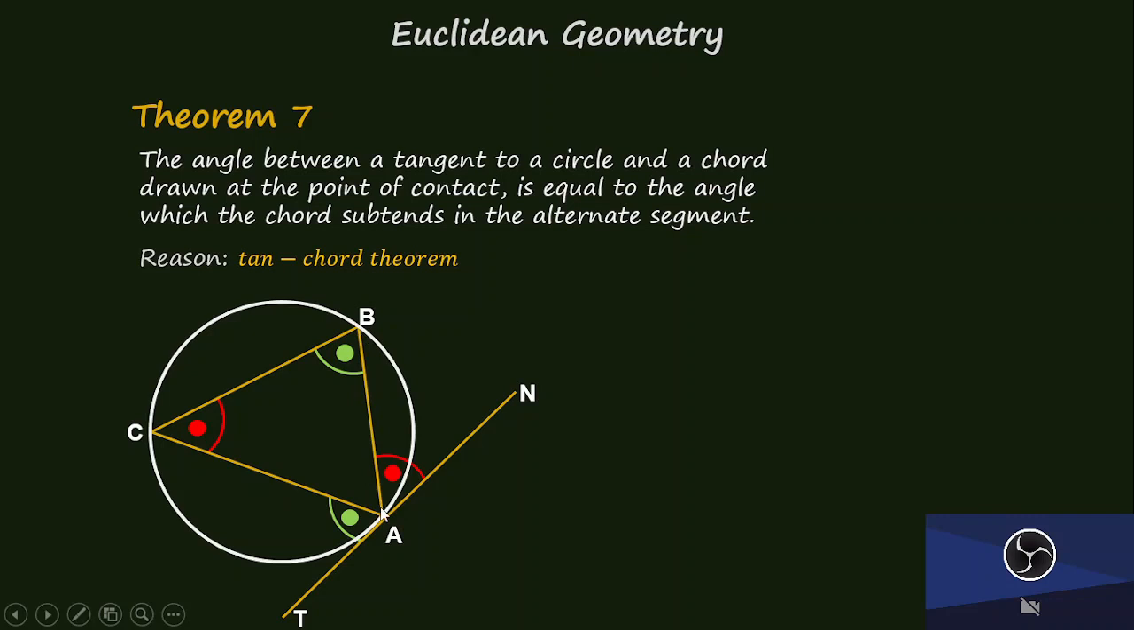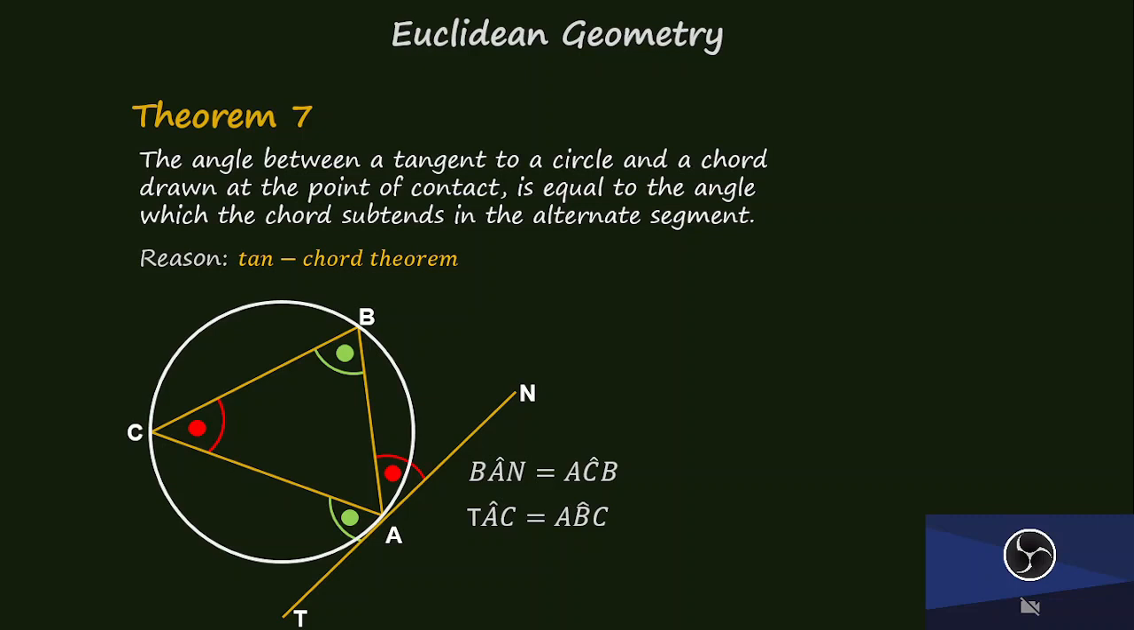So if I was to follow this chord to the circumference, this angle that I find here would be equal to that. Similarly, if you look at chord AC where it meets the tangent, this angle that is made here, if I was to follow this chord to the circumference, gives the angle B there, right? So that's what this theorem is saying. It says that the angle BAN, these are the red ones, equals the angle ACB, right? And then also the angle TAC equals the angle ABC, right?